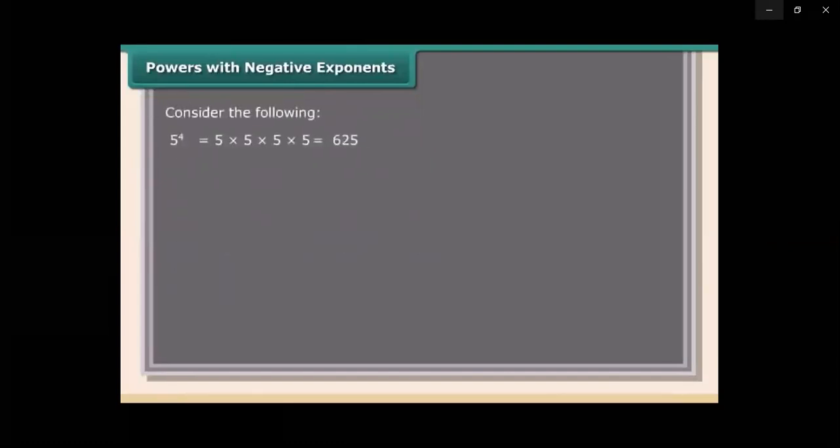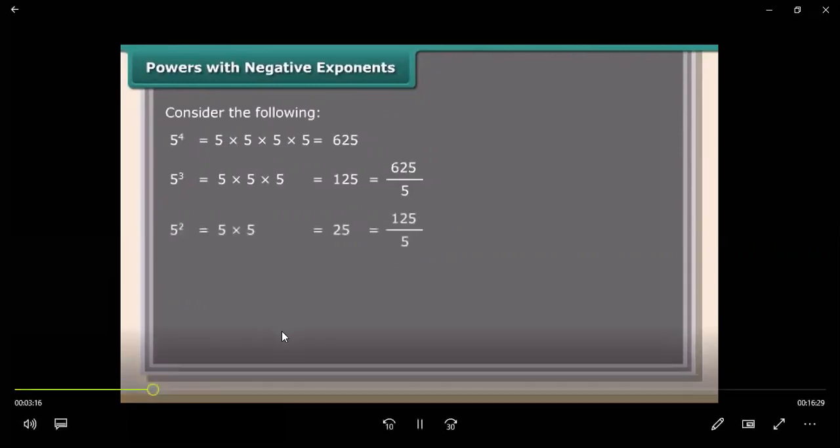Similarly, the next example is 5 raised to the power 4. We can write it as 5 into 5 into 5 into 5, that is equal to 625. Similarly, if it is given 5 raised to the power 3, we can easily multiply the same number 3 times and we get 125. And 125 can be further represented as 625 by 5. Now let's check a few more examples for negative powers.